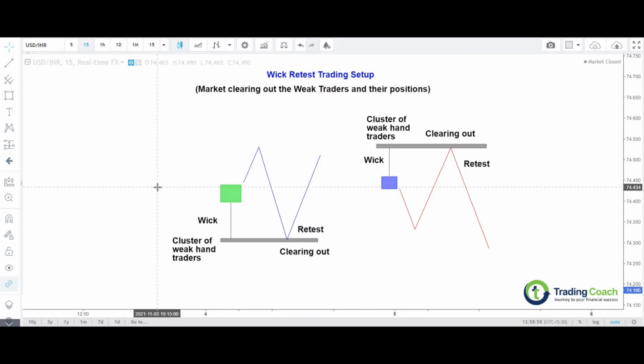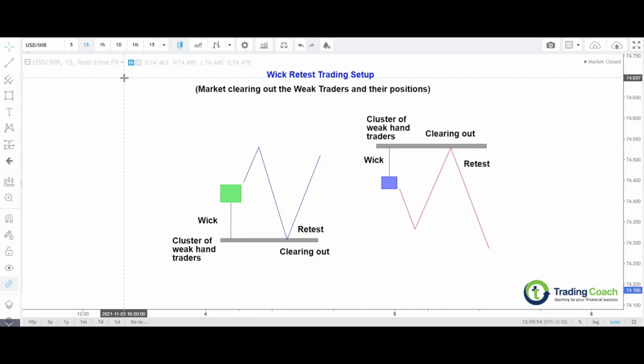So in this particular video we are going to talk about something called the Wick retest trading setup. It's a kind of price action trading setup which indicates that the market is actually clearing out weak traders and their positions. It's more like a shakeout, or a trap for the weak hand traders. When I say weak hand traders, I'm referring to retail traders or small scale portfolio managers and all these guys. So this particular trading setup is usually based on the concept of clearing out the weak traders.